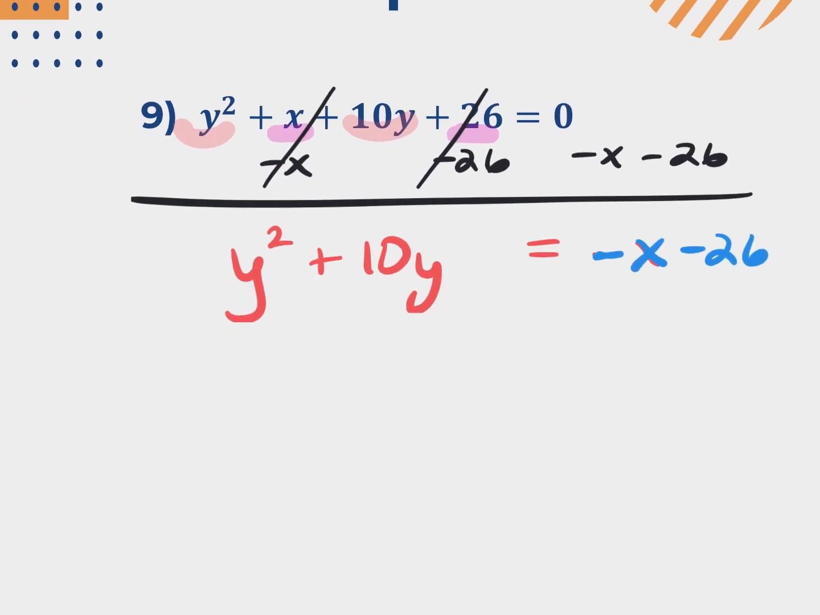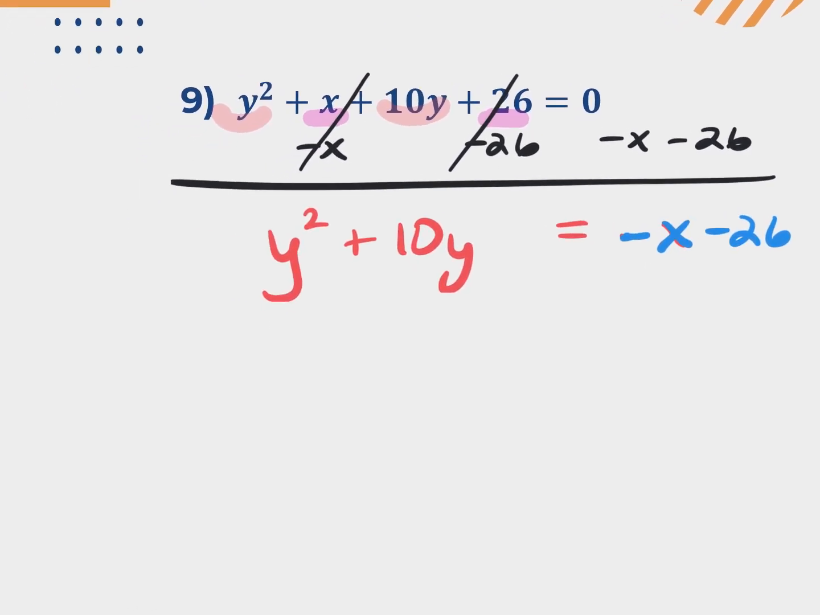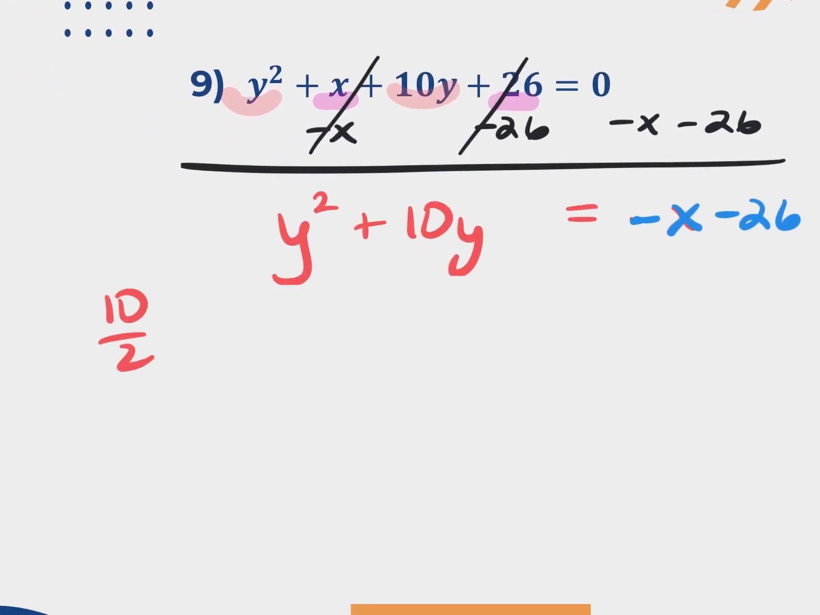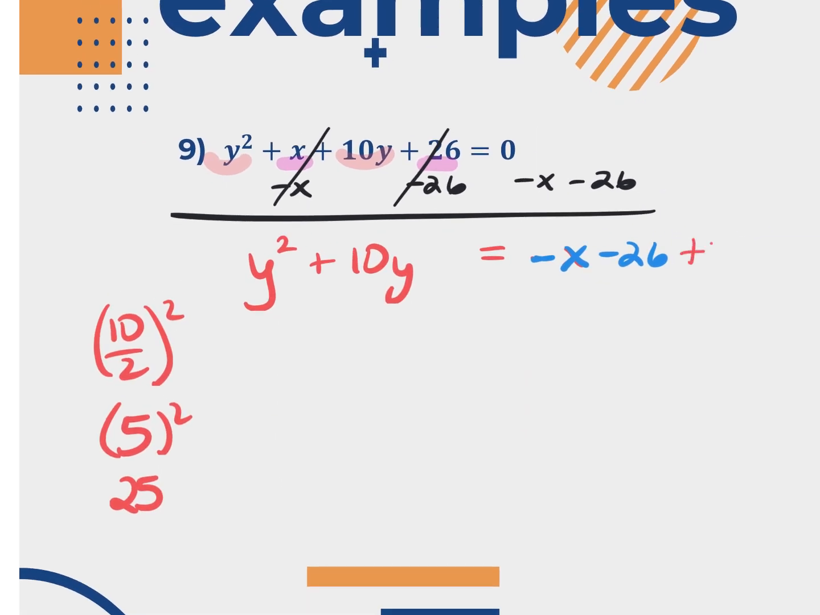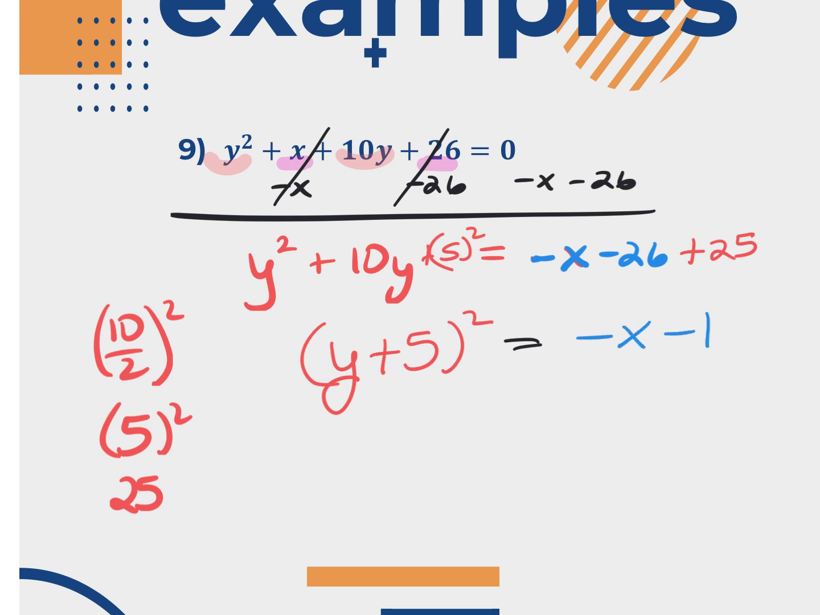So now I need to complete the square for the red. Take the b term, divide it by 2, and square it. So I get 5 squared, and it's 25. So I'm going to be adding 25, but in here I'll put the 5 squared. So then it's nice and easy to factor. Y plus 5 squared, and then negative x minus 1.